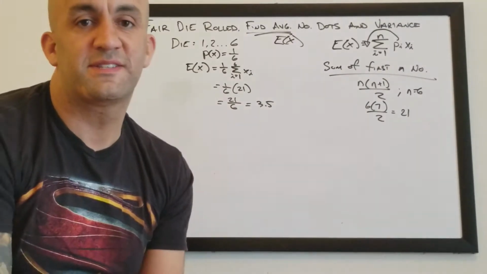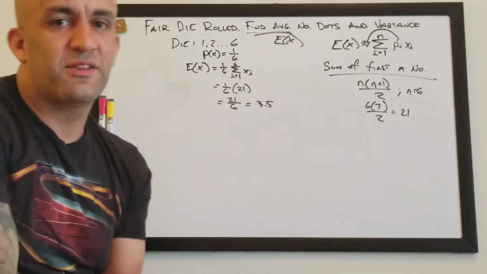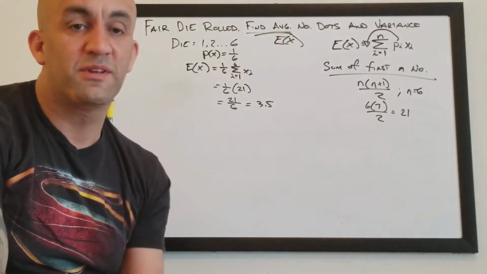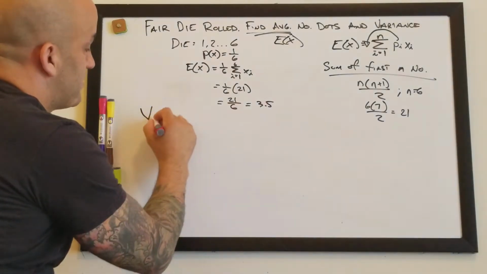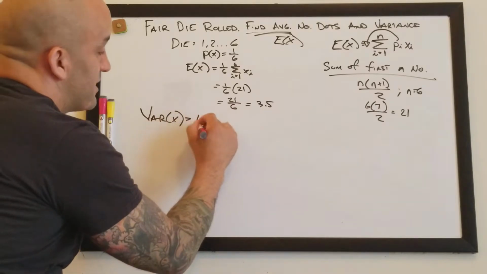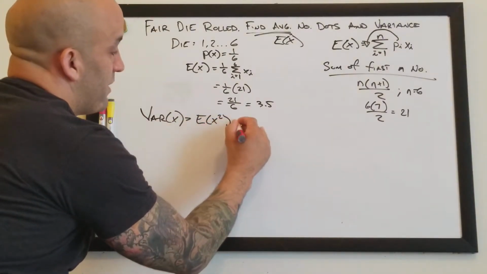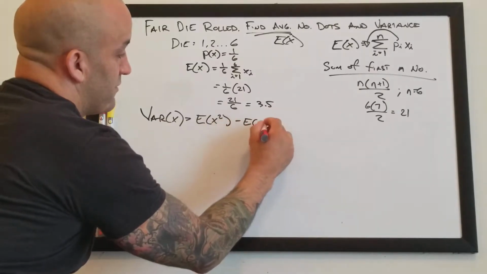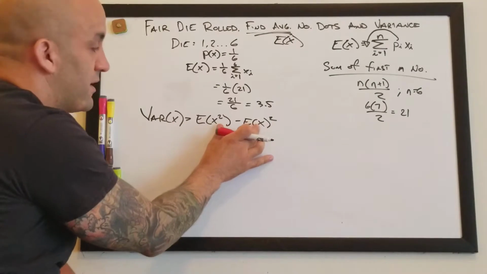To find the variance, it's going to be a little bit different. I think there's a formula, but we can take a look at what's called the variance computing formula. The variance of x is equal to the expected value of x squared minus the expected value of x, squared. Two different terms.